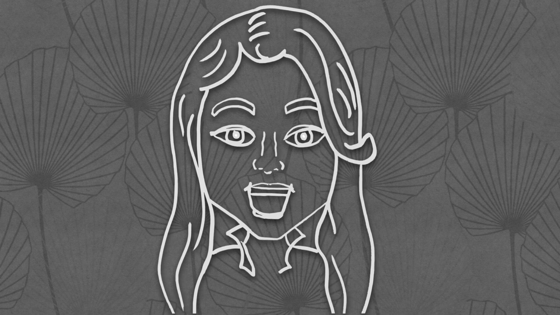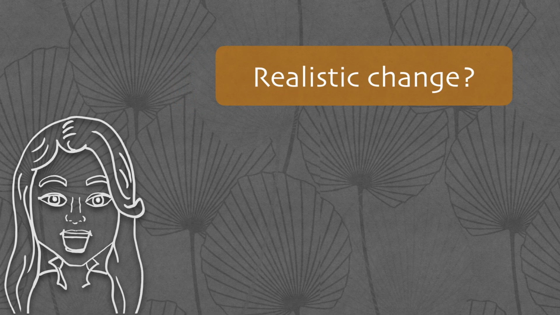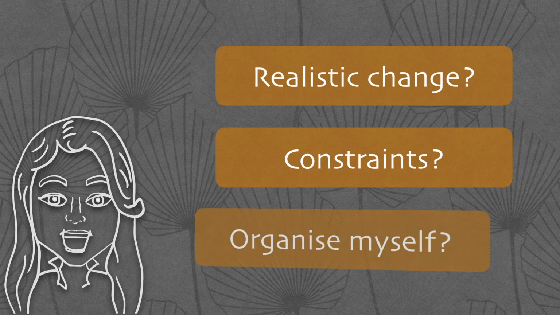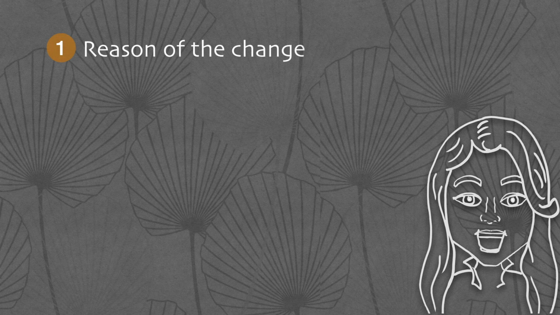At this stage, ask yourself the following questions. Is the desired change realistic? What are the constraints that could affect the realization of the project? And how should I organize myself to respond to the difficulties and make the change successful? A typical framing note consists of about 6 sections.